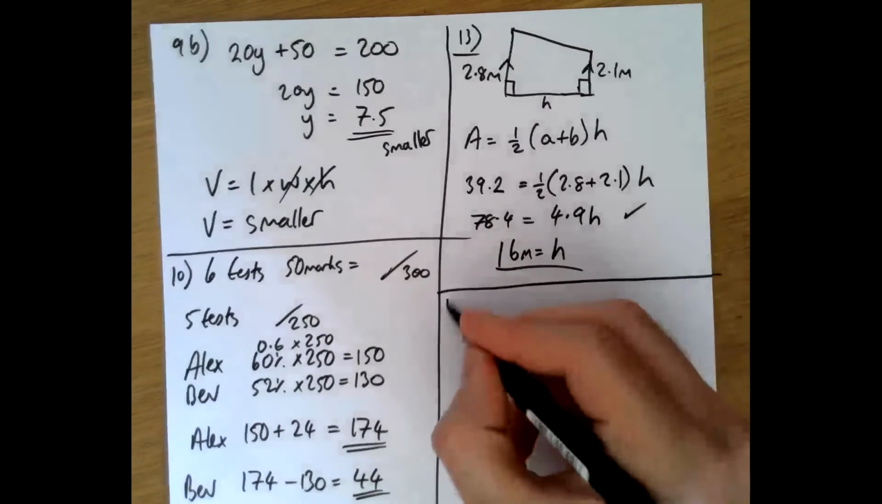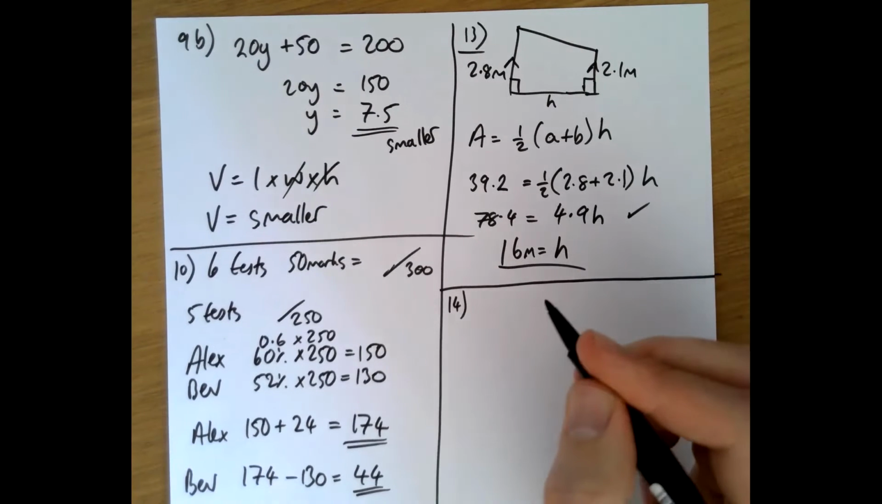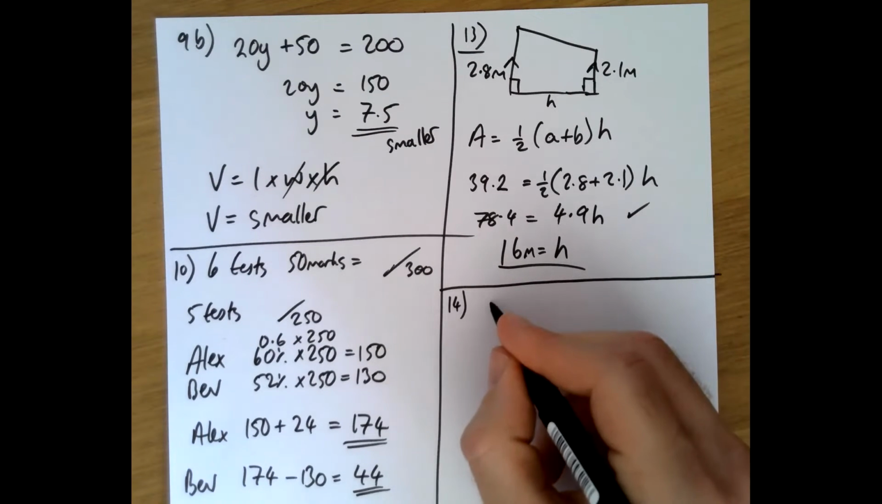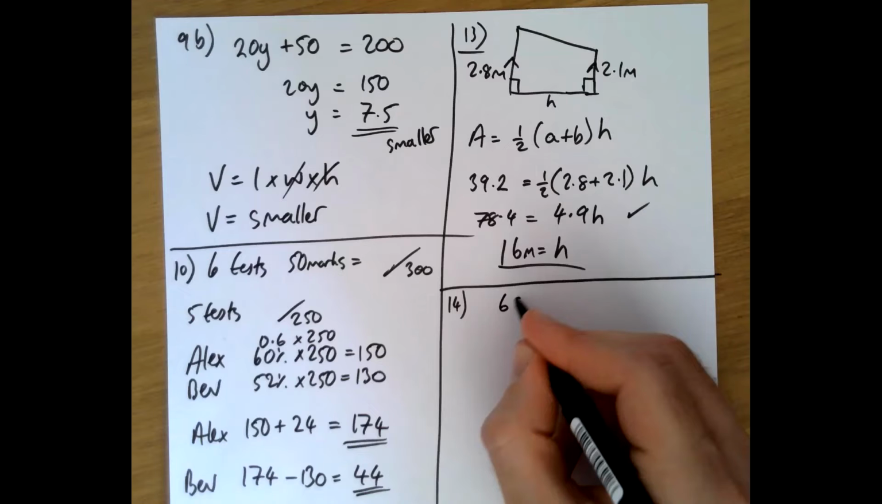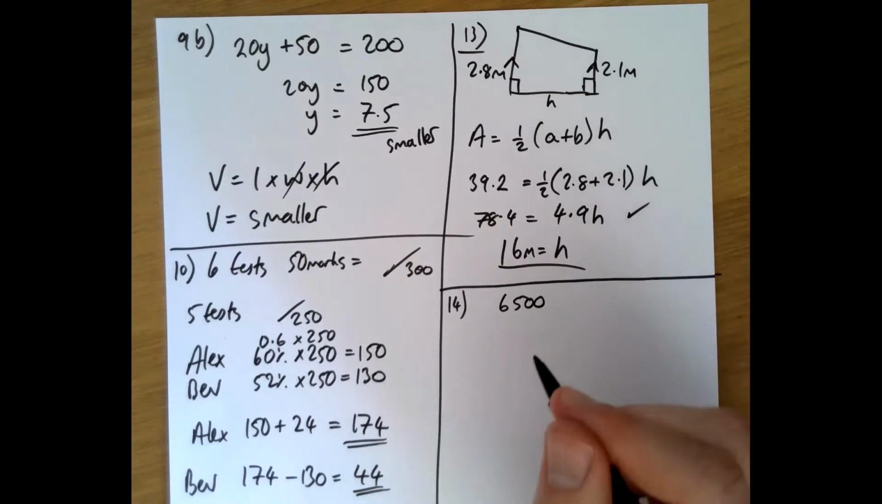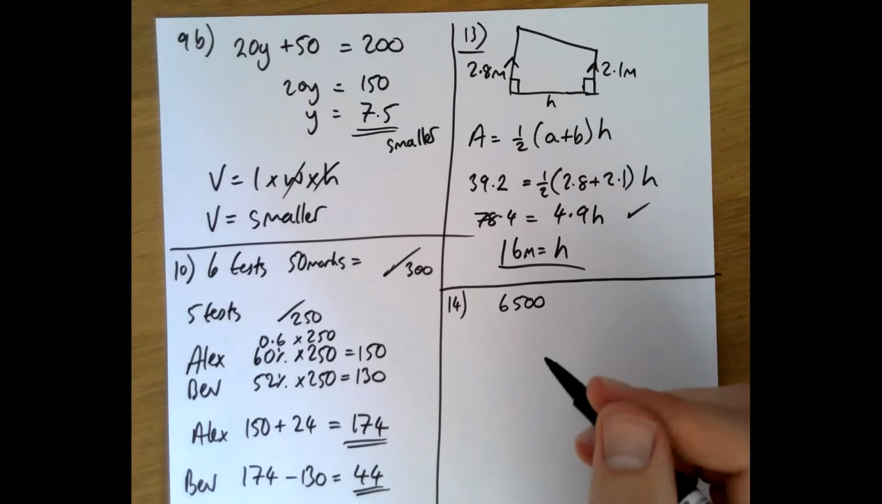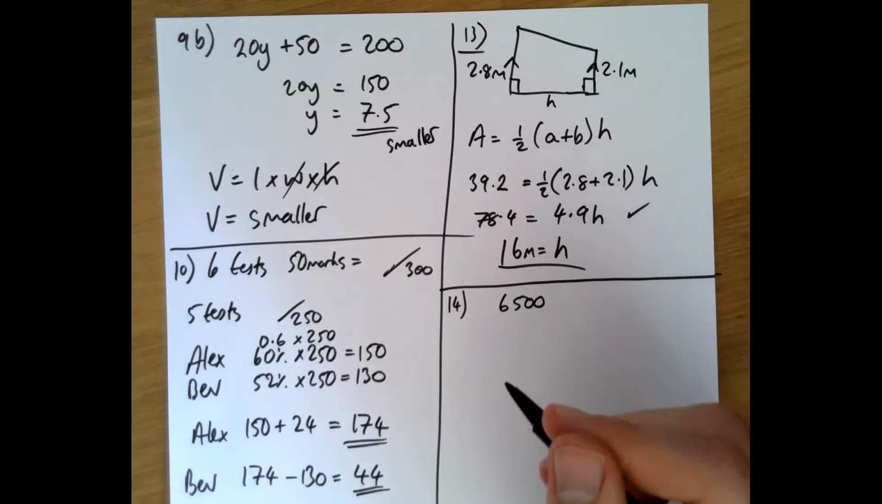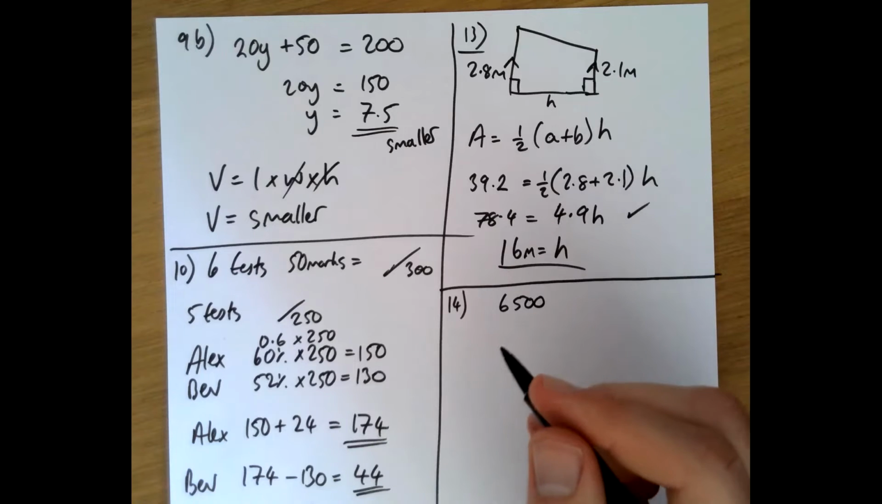Number 14. Okay, so number 14. A marathon takes place each year. There were 6,500 in 2020. Each of the next 3 years, it's going up by 5%. Okay, so we're increasing something by 5% for 3 years. Does this mean that there'll be more than 7,500 in 2023?